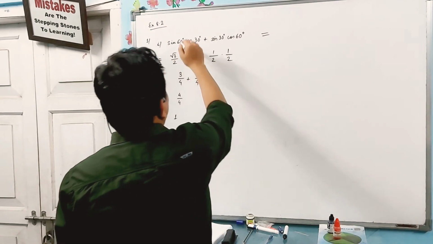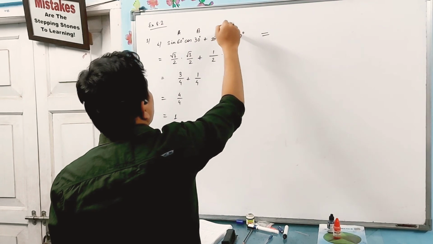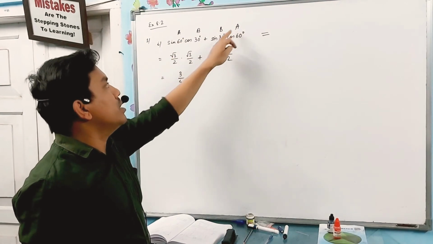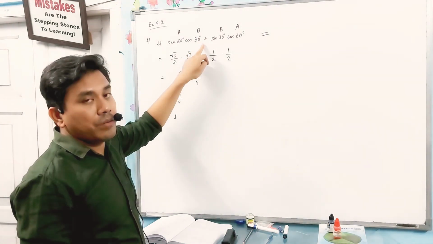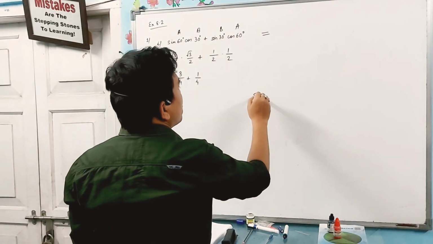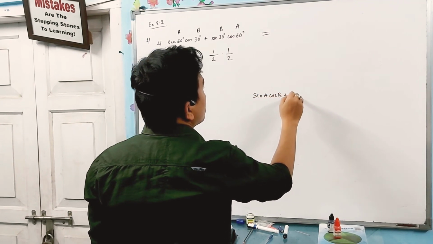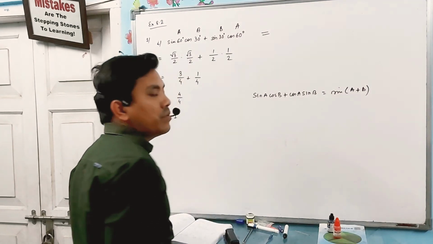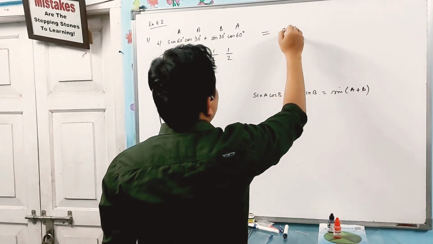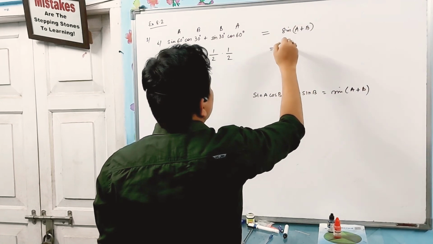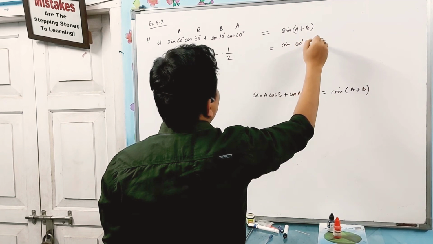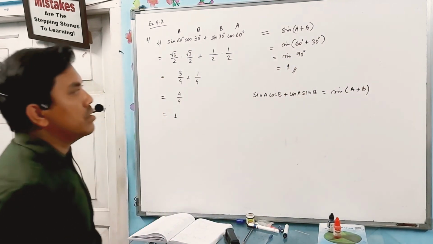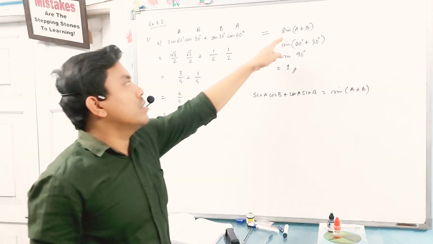Now sine A, cos B. This is A, this is B, this is A. So is it in the form of sine A cos B plus cos A sine B? Plus is there in between them. I told you already, sine A cos B plus cos A sin B can be written as sine of A plus B. This is one of the formulas in trigonometry. So directly we can write sine of A plus B. What is A? A is 60 and B is 30. Sine 90 will be what? 1. Isn't it? So directly we can start by using the formula.